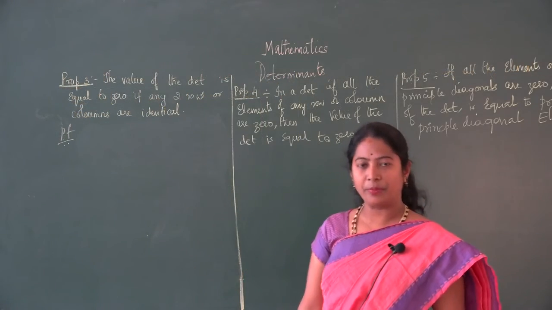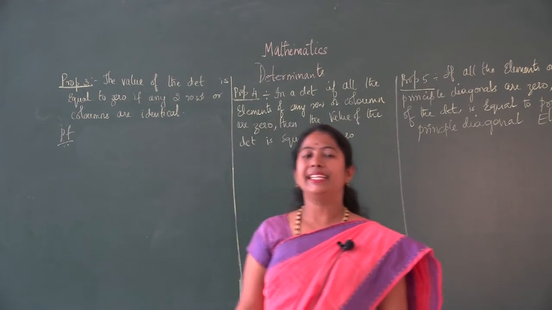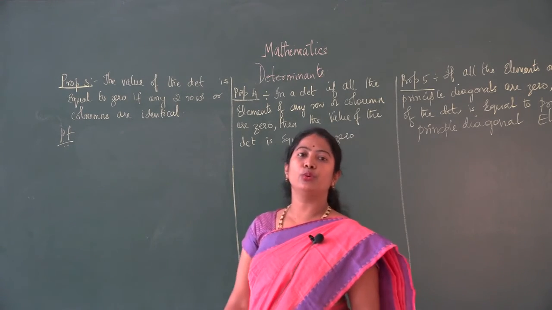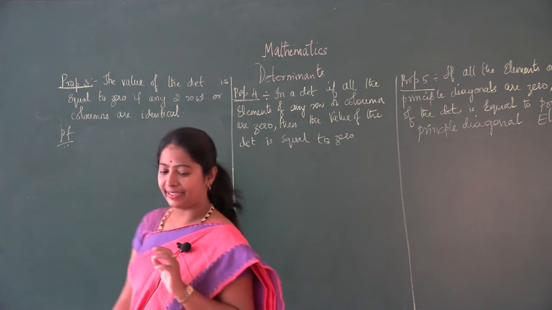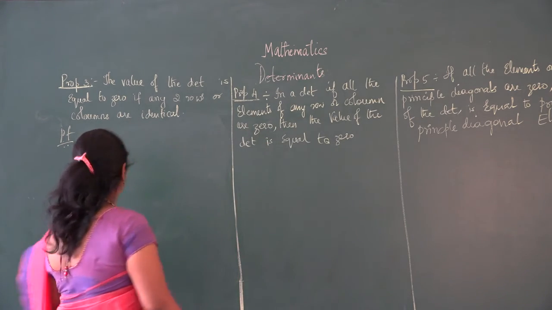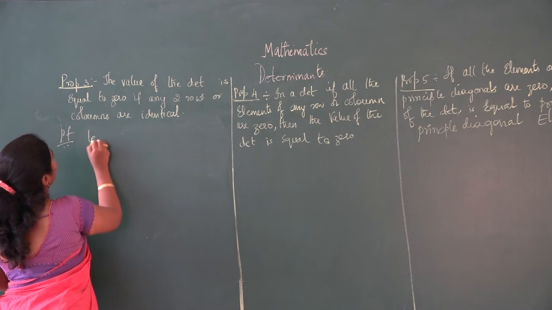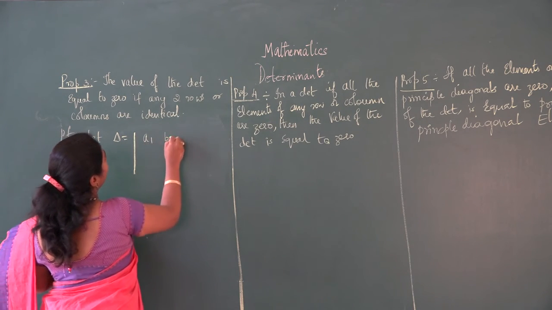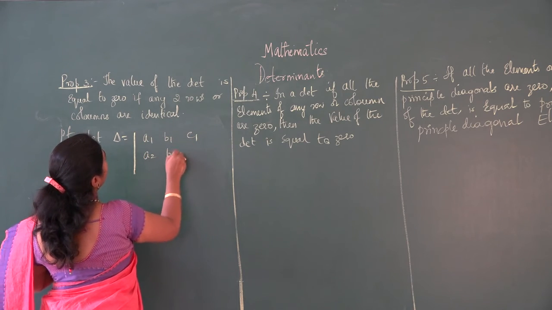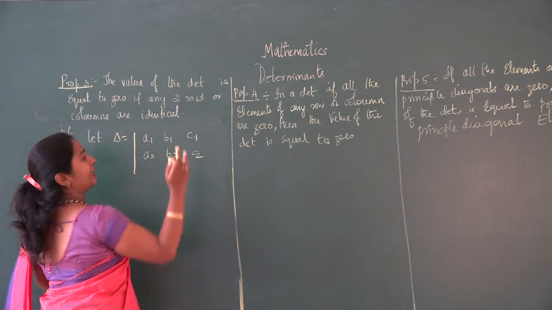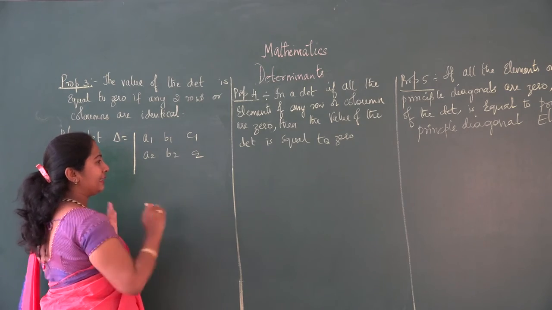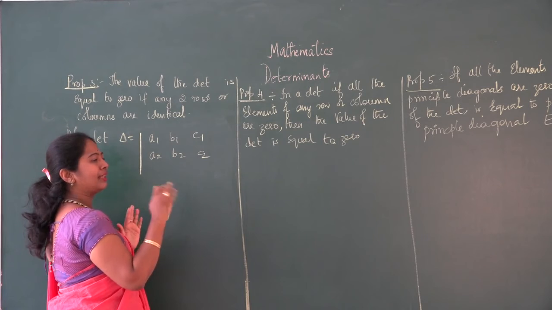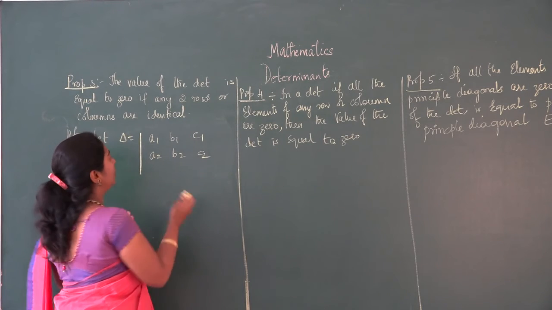Moving on to the next property, property number 3. It states that the value of the determinant is equal to 0 if any 2 rows or any 2 columns are identical. Proof: let delta be the determinant of A1 B1 C1, A2 B2 C2. You can make any 2 rows or any 2 columns identical. Here I will make R2 and R3 identical. It need not be R2 and R3, any 2 rows or any 2 columns.